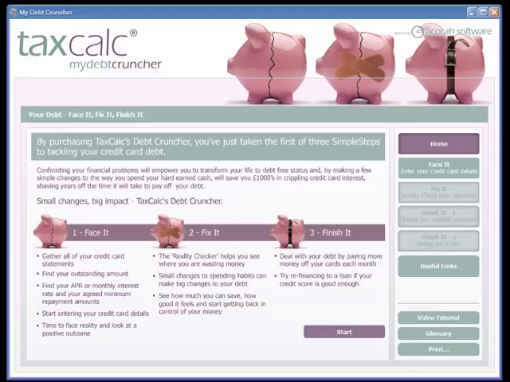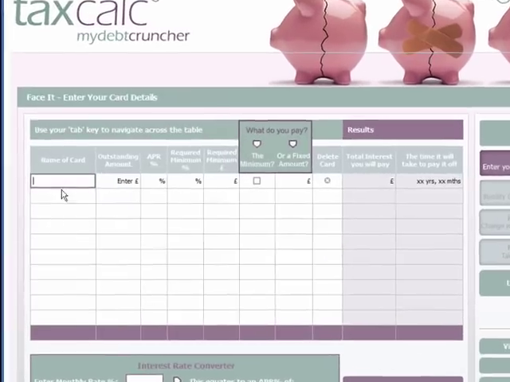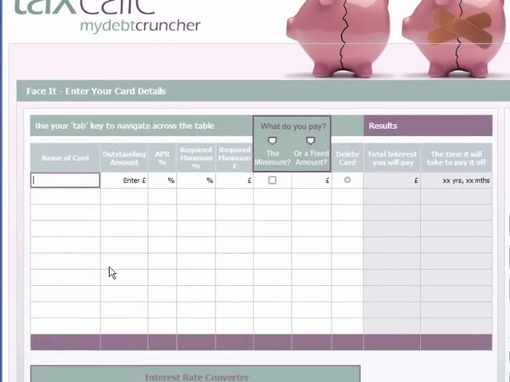Before you begin, you need to gather all of your credit card statements so that you can start listing your card details. The first piece of information we need is the name of the card. Each card name should be unique. In other words, you can't list the same card twice. So if you have, for example, 2 egg cards, call one Egg 1 and the other Egg 2.